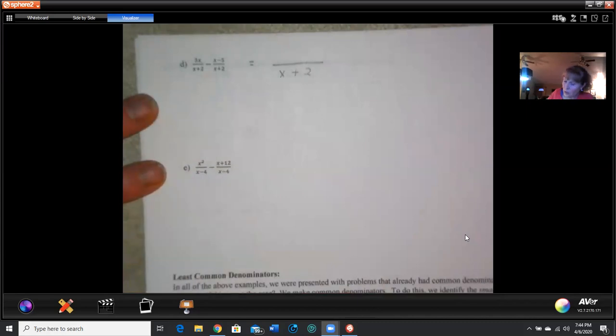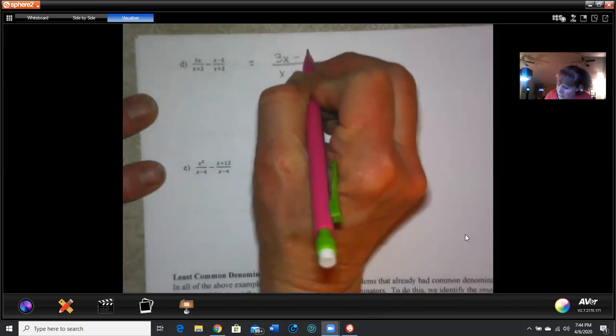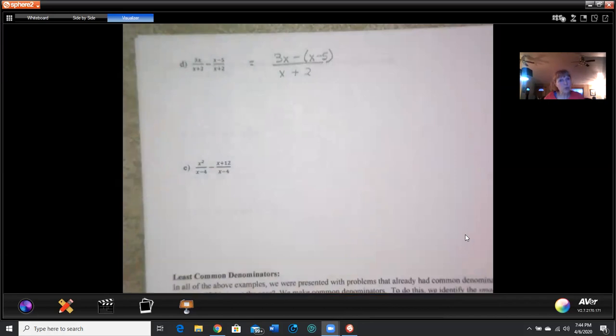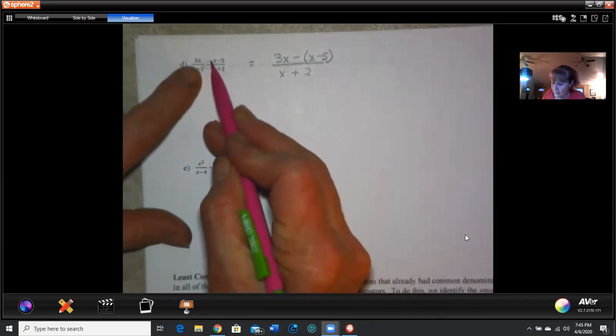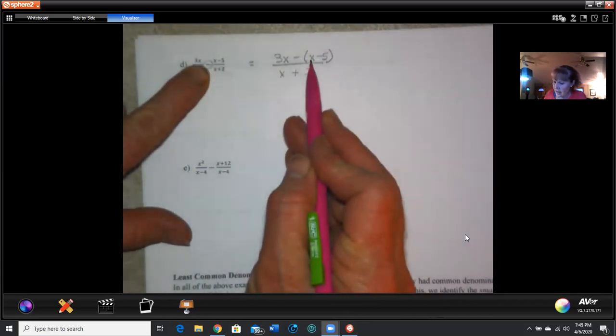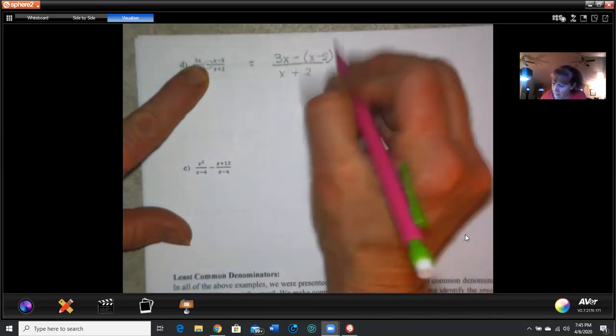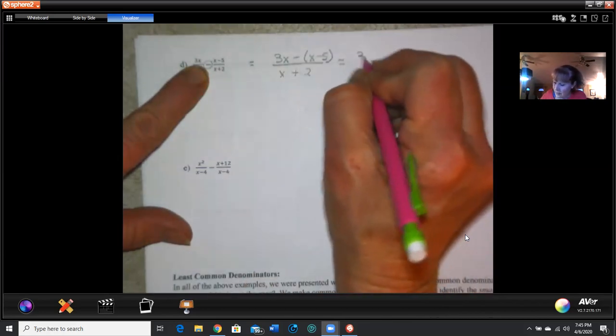Now, when you subtract, you have to use parentheses here. All right, it's really important that you do that. So this subtraction symbol will change the sign on everything in the numerator. Okay, so that's just something to be aware of and to be careful of.